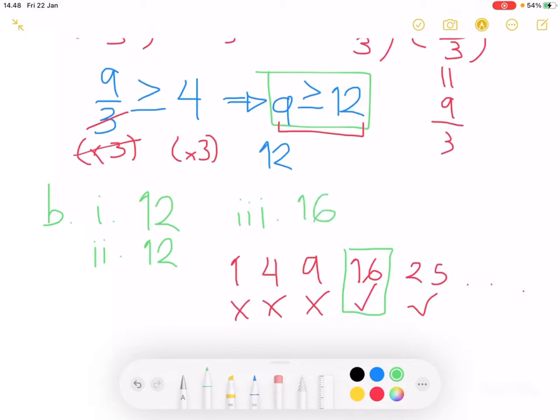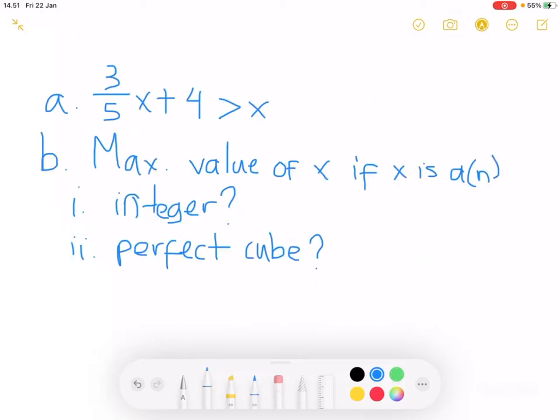And I think we're going to look at one last example and then we're done. Okay, so for the last example, we're going to solve this inequality, and then we're going to find the maximum value of x if x is an integer or a perfect cube. So let's get into solving this inequality. We're just going to rewrite this.